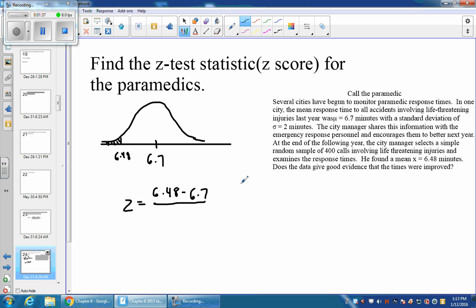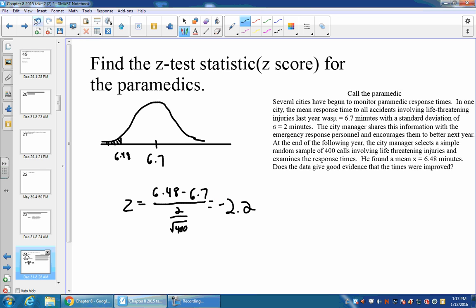Now our standard deviation is 2 divided by the square root of n, and in this case our n is 400. So our z-statistic, if we plug this in our calculator, I got a value of negative 2.2. All right, we'll try one more.